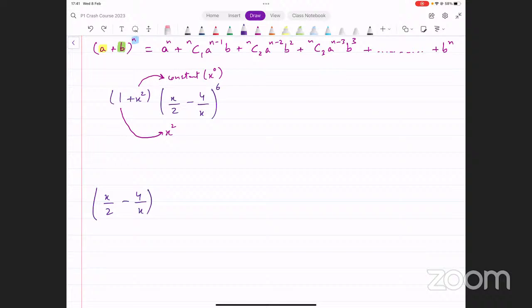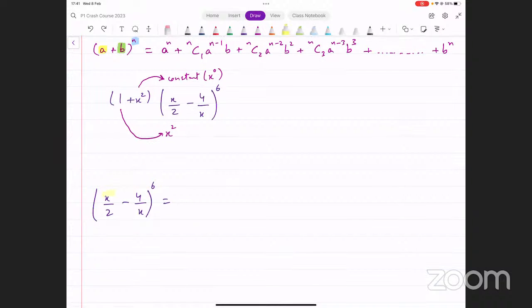Let's consider that separately first. We want the x squared term from this expansion and also the x power 0 term from this expansion. These are the two terms that we're looking for from this expansion. X power 0 and x power 2. Now, how is this going to work? In place of a in this expansion, we've got x over 2. And in place of b, we've got minus 4 over x.